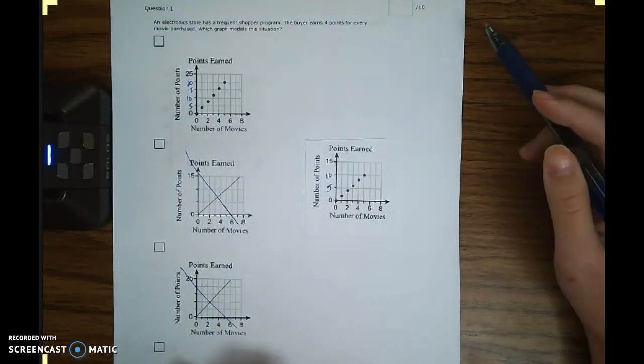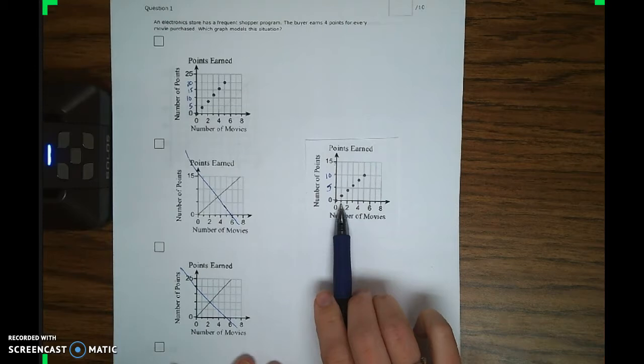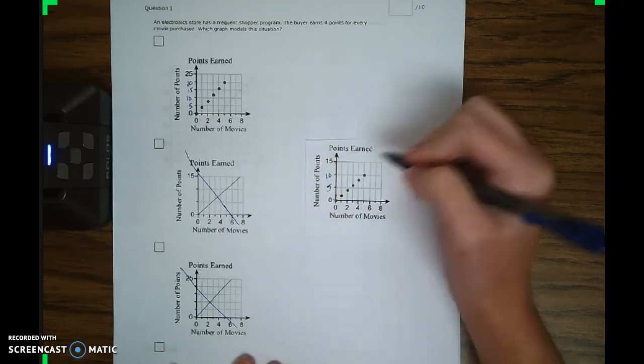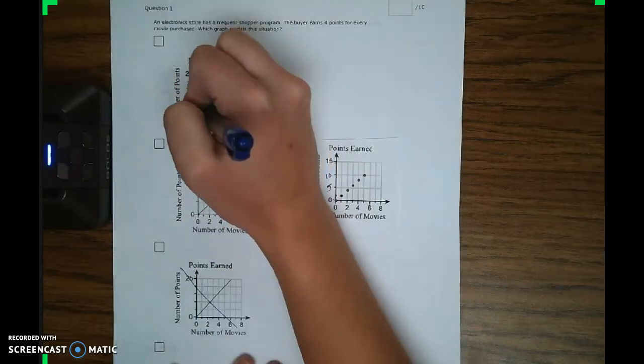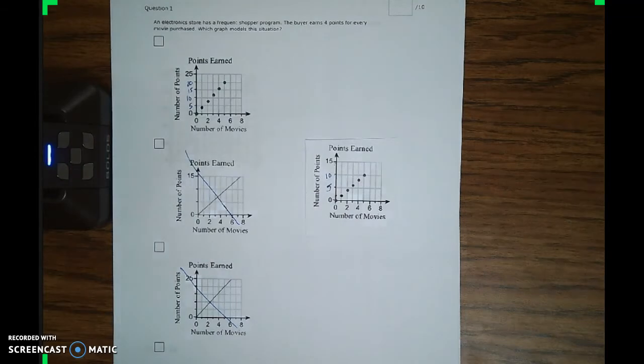So if we go to 1, it should be a little bit below 5 on our point. This is really only a little bit below half, where if we look at this one at 1, it's just a little bit below 5, so that would give us a closer representation. You can also say after 5, it should be at 20, because 5 times 4 gives you 20.